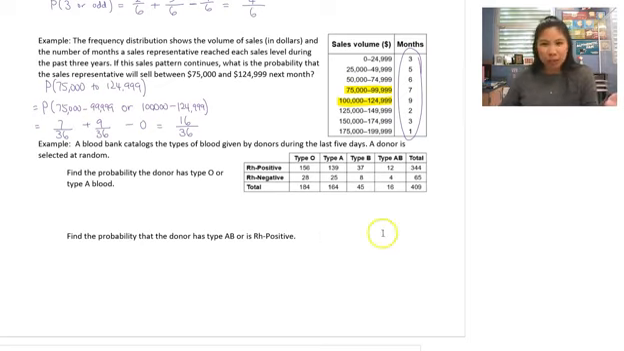Okay, for my last couple of examples, we're going to look at the different blood types. We're given a two-way table. Again, we're still going to be using the same formula, just different situations, different scenarios of this happening. So this time we're given a table of information about the different blood types that people have.